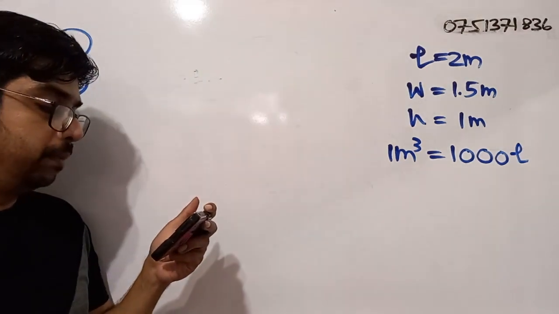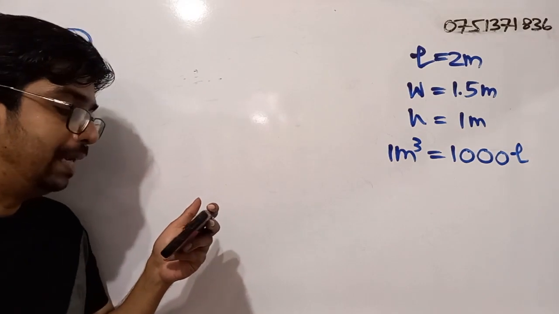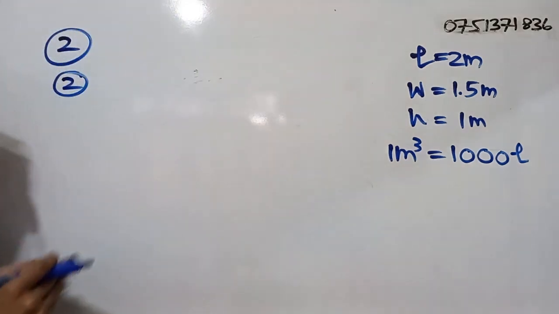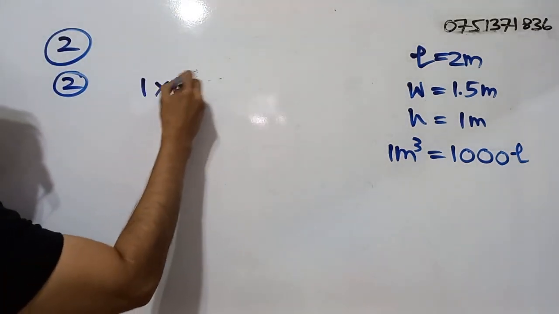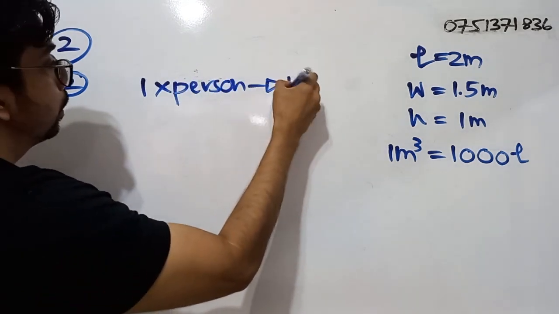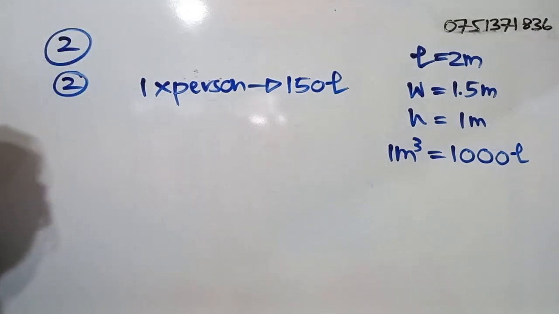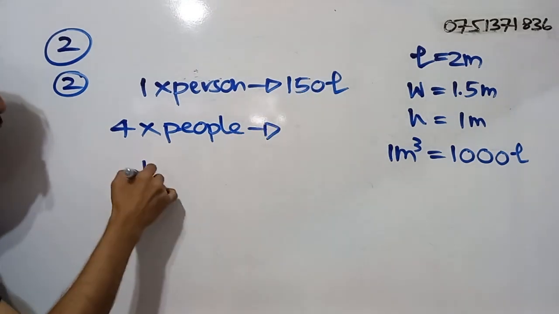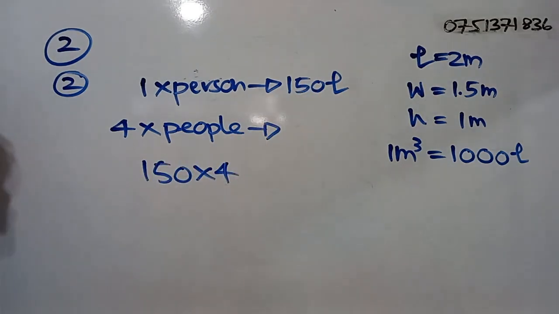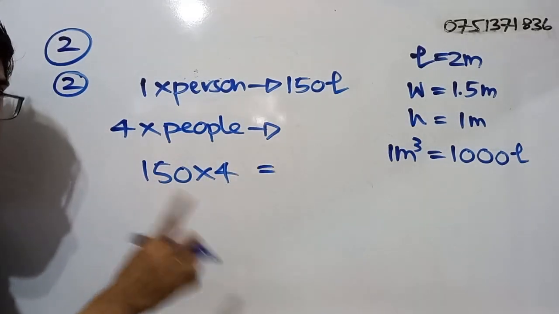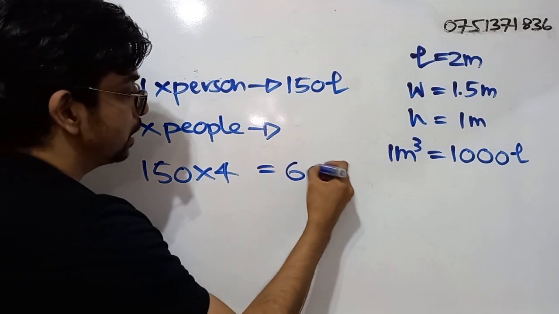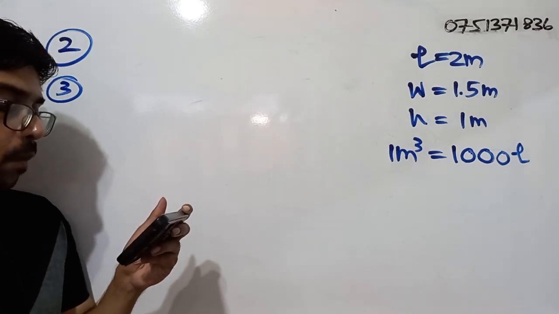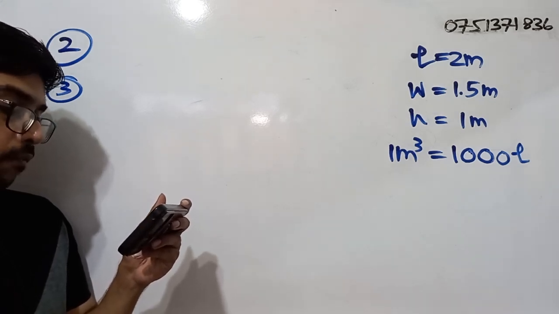Part 2. If the daily water requirement of a person is 150 liters, how much water is required daily for 4 people? So if we think about one person, a person needs 150 liters. So for 4 people, what do we have to do? 150 into 4, we need to multiply that by 4. So 15 into 4, that is 60. So 150 into 4, that is 600. So the unit will be what? Liters.